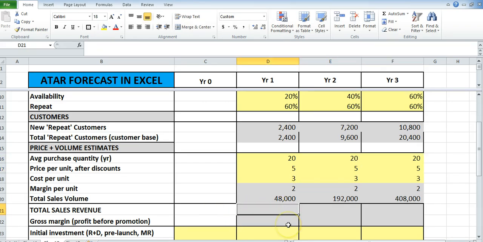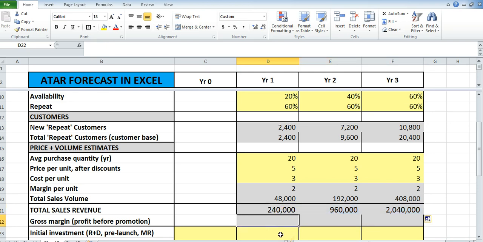Okay, so what's our revenue? Our revenue is the number of units we sell multiplied by the price. Okay, so that's our dollars coming in. This doesn't include any costs, but that's our dollar sales revenue.